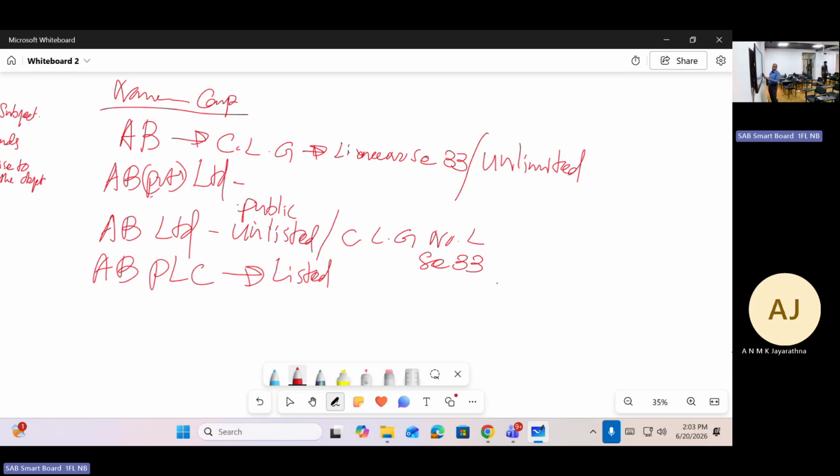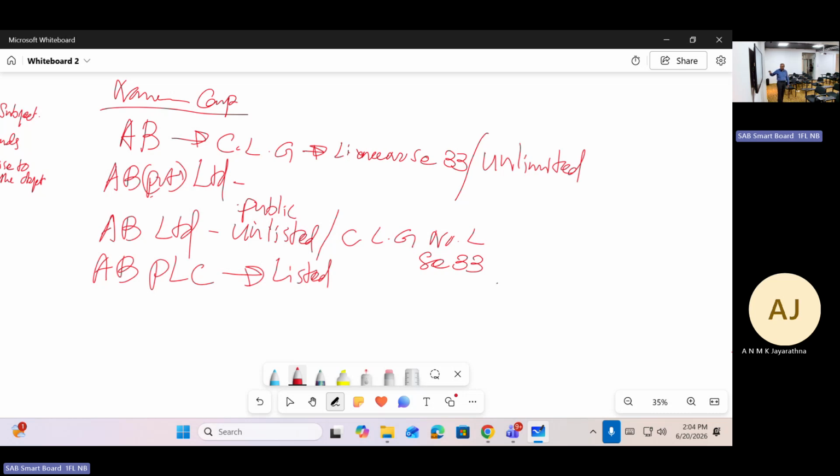And now, the classification. Another way, actually, we can divide the companies. All the companies we can divide into limited companies and unlimited companies. Limited companies we can divide as limited by shares and limited by guarantee. Limited by shares, we can divide into private, public, listed, unlisted.